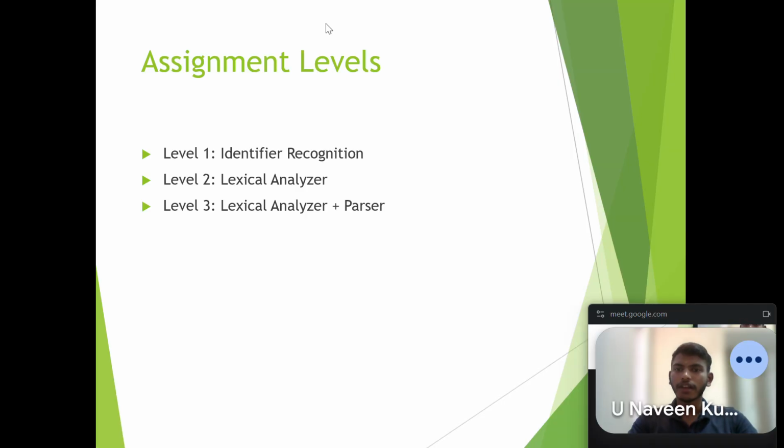Next slide, we have the assignment levels. There are three levels: identifier recognition, lexical analyzer, and lexical analyzer plus parser. Identifier recognition is a basic task, and it checks whether the variable names are valid or not. Level 2 is the lexical analyzer, an intermediate task, which breaks the program into tokens. Last, level 3 is the lexical analyzer and parser. It is the advanced task, and it is tokenization plus grammar checking.